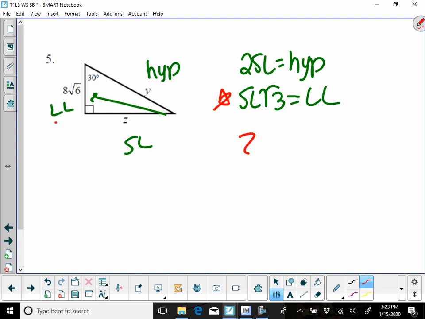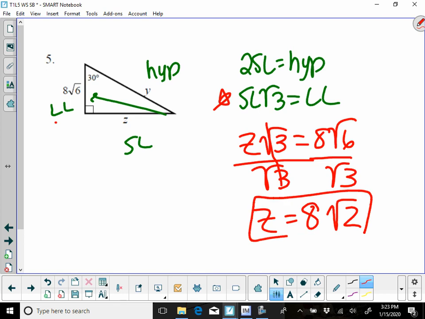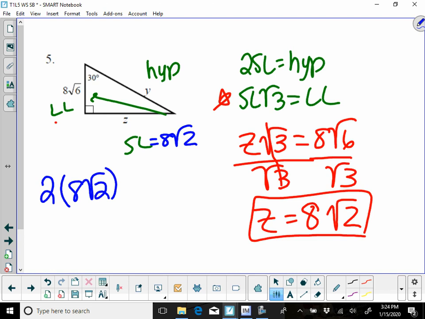So short leg is going to be z, times the square root of 3, is going to equal 8 square root of 6. So when you divide both sides by the square root of 3, z is going to equal, now you can divide 6 and 3 this time because they're both in the radical. So z is going to equal 8 square root of 2. And that is our short leg. So then for the hypotenuse, twice 8 square root of 2 is going to equal y. So 16 square root of 2 is our y.